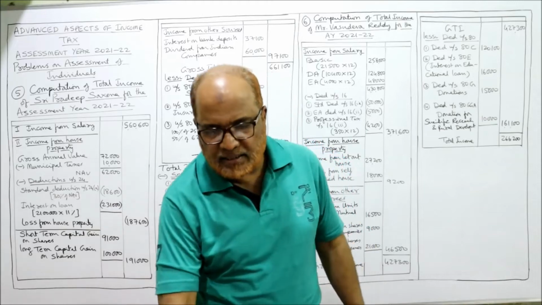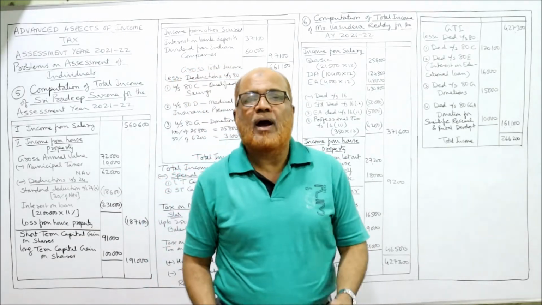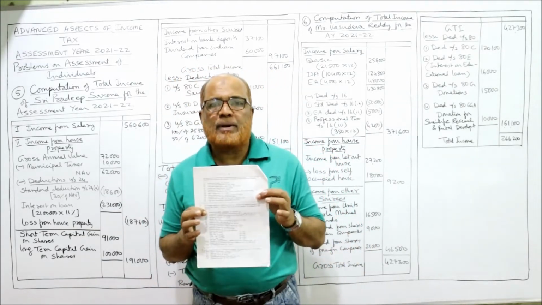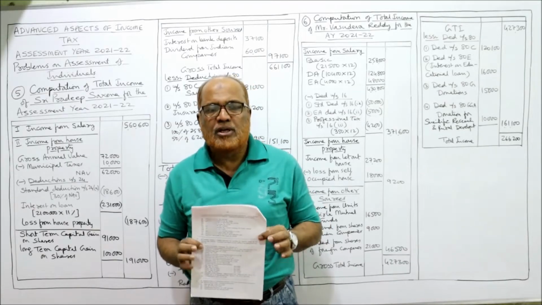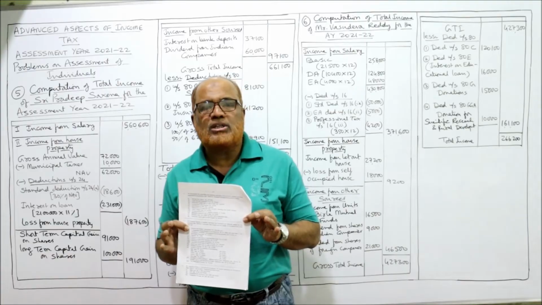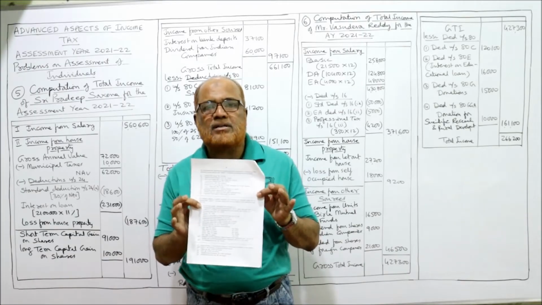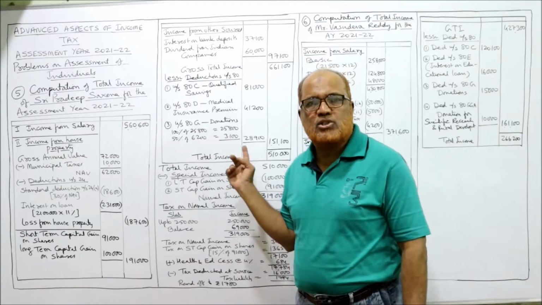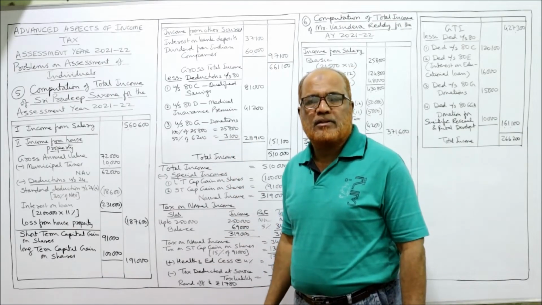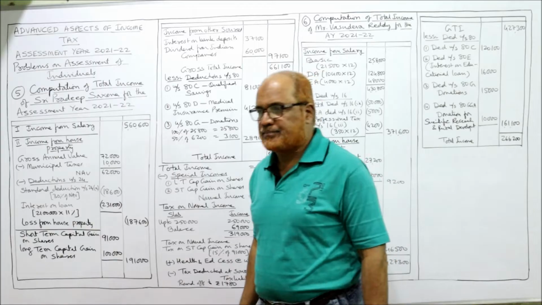Before starting the next problem number 5, I expect my viewers to have a printout of the problems which I have given in the link under my description. So always before you start watching the problems, you must have a printout. Take a screenshot of the solution of the 5th and 6th problem. Then I'll explain each and every point of the problem.